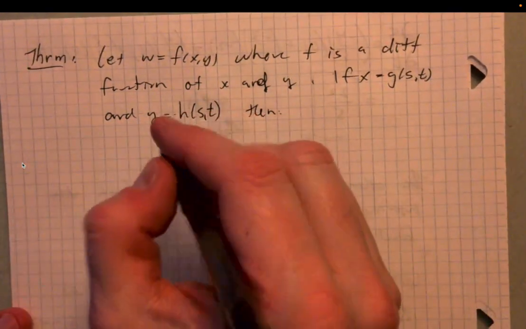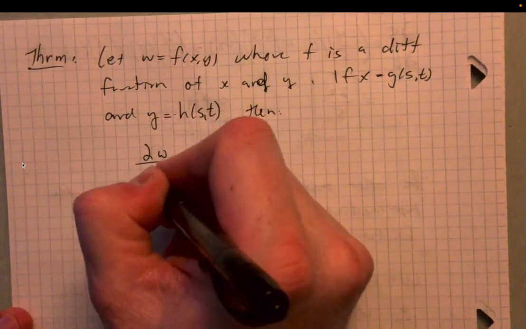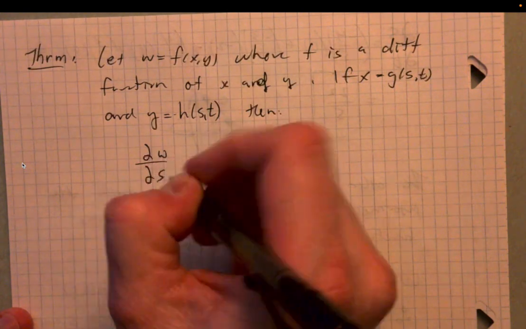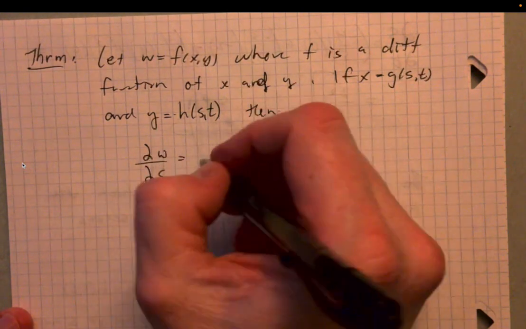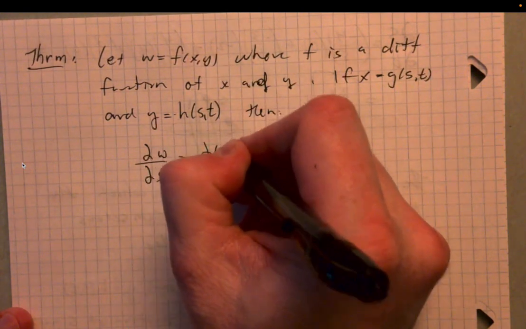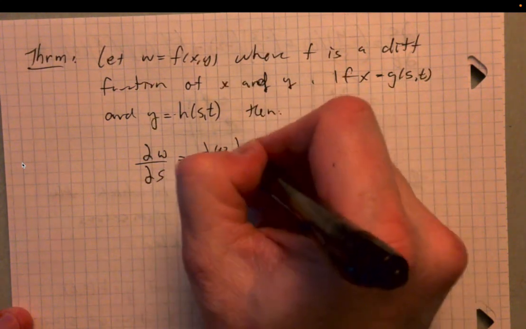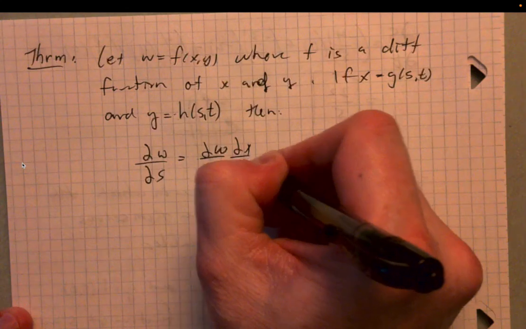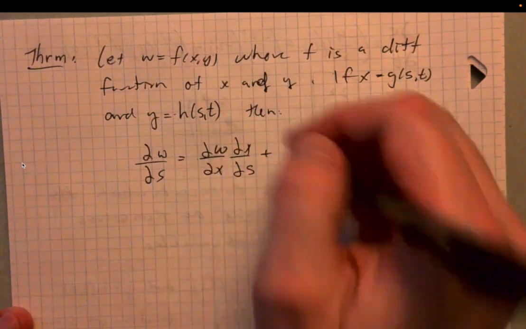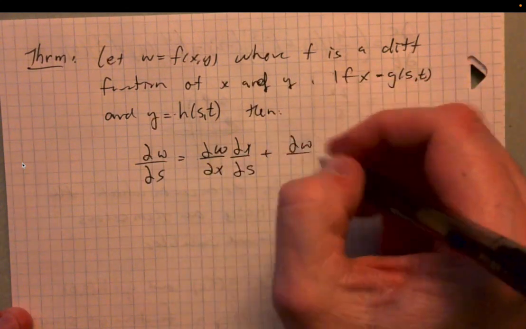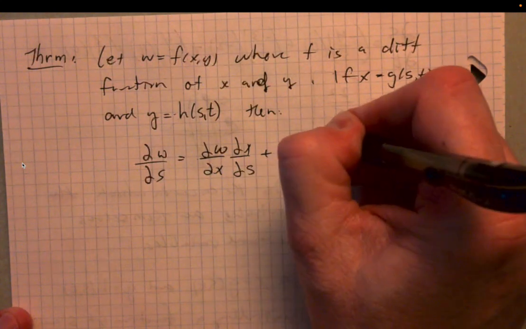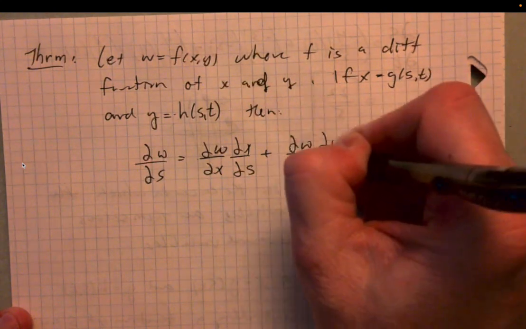Well, the partial of w with respect to s is going to be equal to del w del x times del x del s, and then the same thing for the y's: the partial of w with respect to y and the partial of y with respect to s.